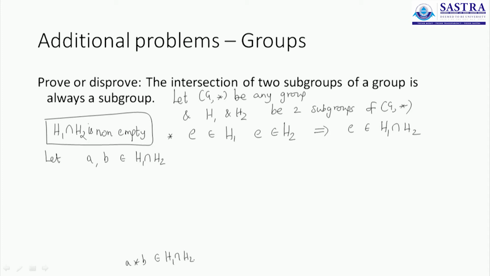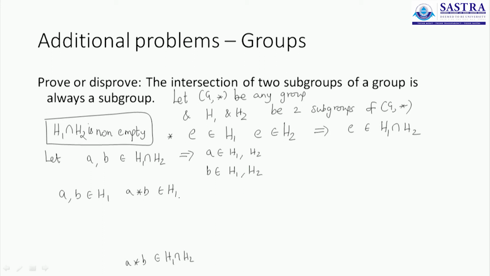What do we mean by this? If A comma B belongs to the intersection, then A belongs to both H1 and H2. Similarly, B also belongs to both H1 and H2. That's what it means. When you say A and B are common, A and B are in both. Now let's recall the property behind a subgroup. If a subset is a subgroup, it is actually closed. Now since A comma B belong to H1, and because H1 is a subgroup, A star B also belongs to H1.